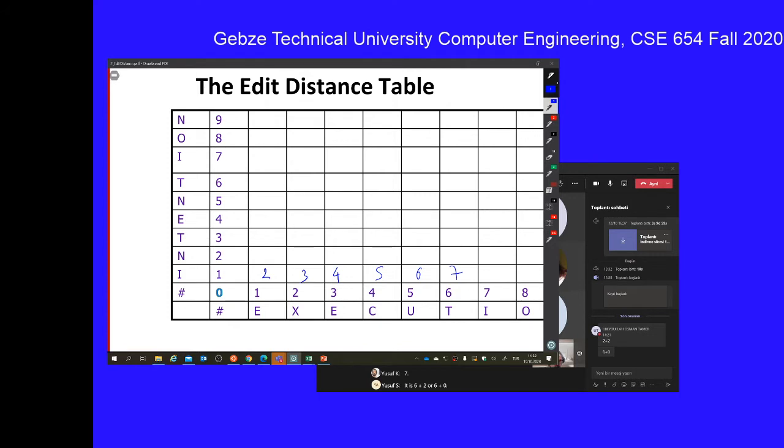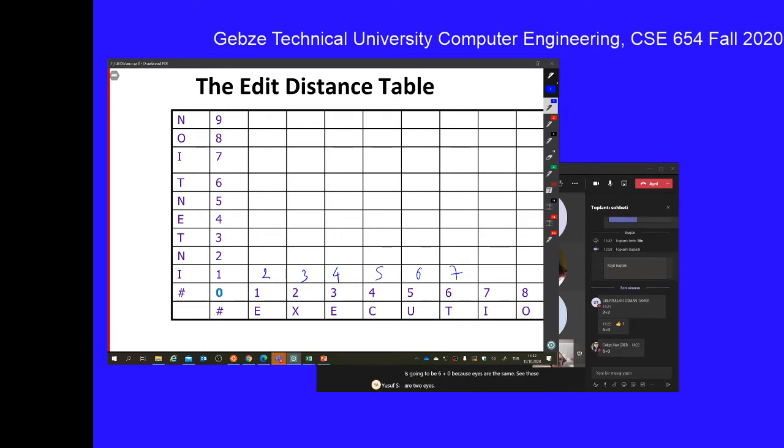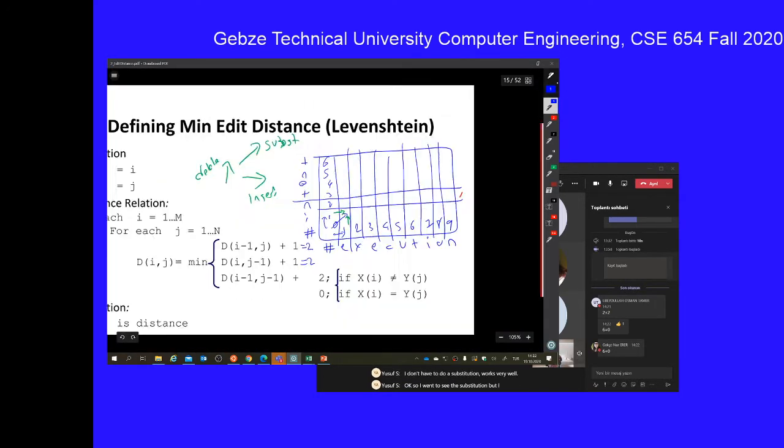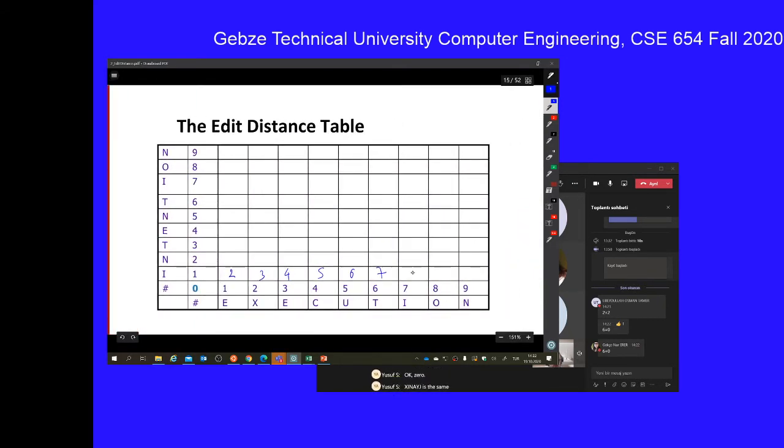It's going to be 6 plus 0 because the i's are the same. See, these are two i's. I don't have to do anything, so substitution works very well. Okay, so I'm going to use a substitution like in this case. Xi and yj are the same, so it's going to be 6, right?